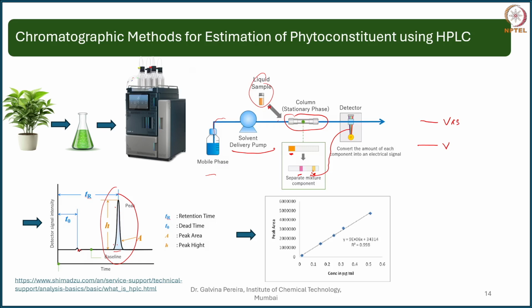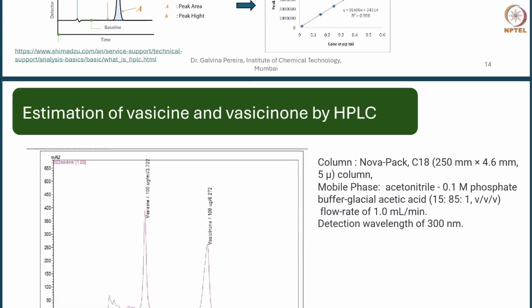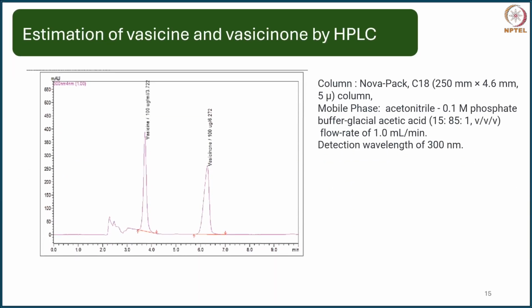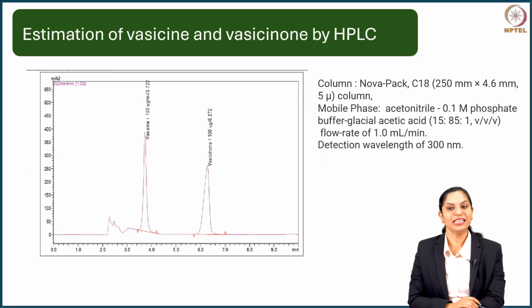20 microgram, 40 microgram, 60 microgram, 80 microgram and so on, create a standard curve based on the peak area and then plot the unknown, and you will get the concentration of your bioactives. So let's see an HPLC graph of vasicine and vasacinone. So in this case they have used a reverse phase column.